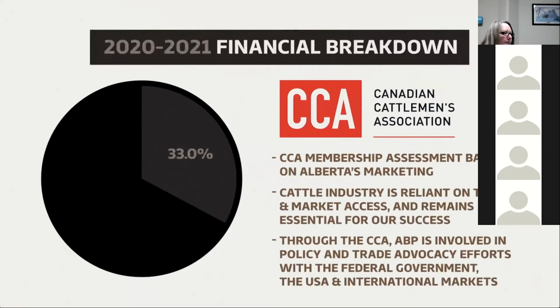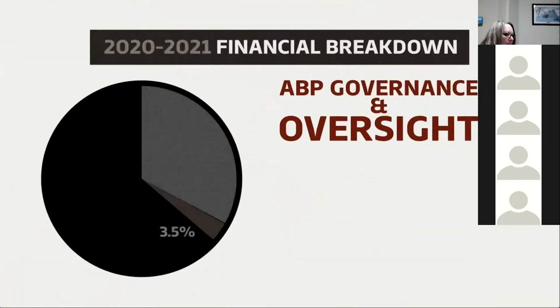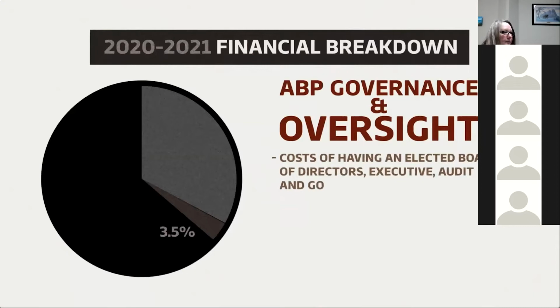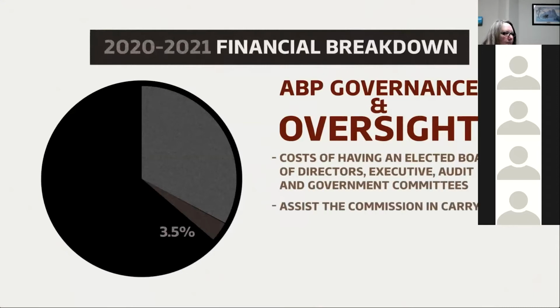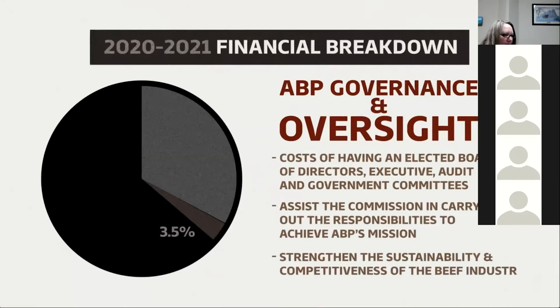3.5% is allocated to ABP governance and oversight. Expenses include the cost of having an elected board of directors, an executive, and audit and governance committees. They assist the Commission in carrying out the responsibilities to achieve Alberta beef producers' mission, which is to strengthen the sustainability and competitiveness of the beef industry for the benefit of Alberta beef producers.